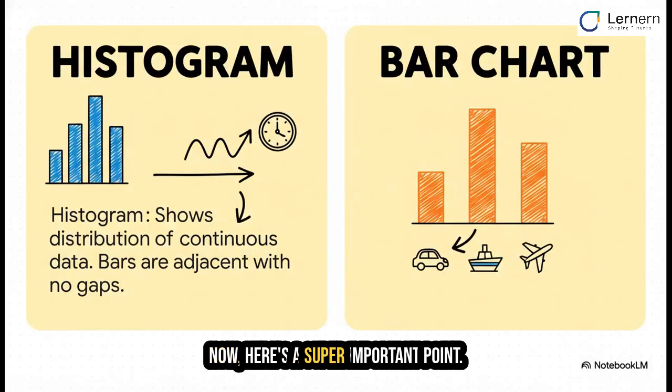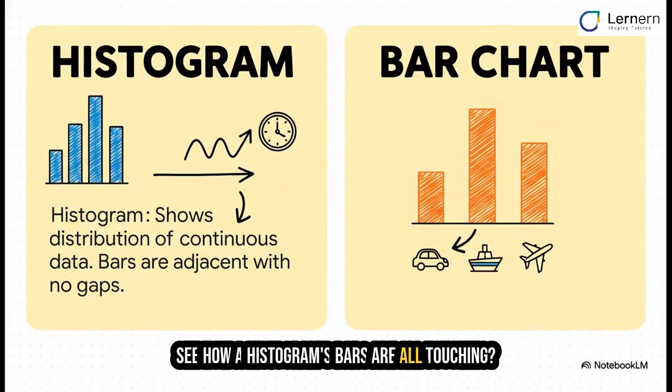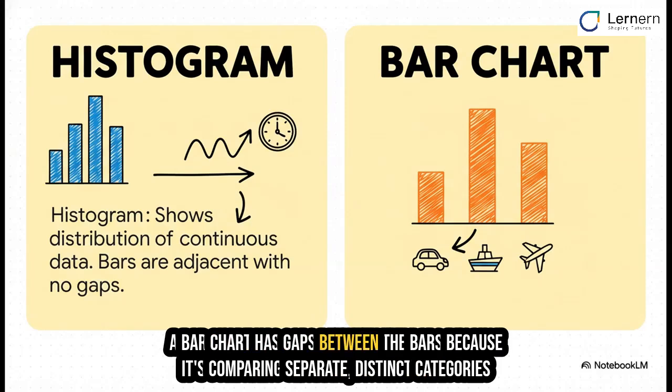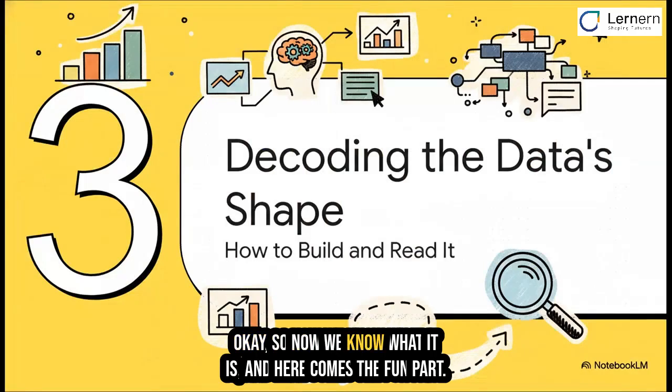Now here's a super important point. Do not confuse this with a bar chart. They might look similar, but they are totally different. See how a histogram's bars are all touching? That's because it's showing a continuous range of data, like time or temperature. A bar chart has gaps between the bars because it's comparing separate, distinct categories, like, say, the sales of cars, boats, and planes. Okay, so now we know what it is.